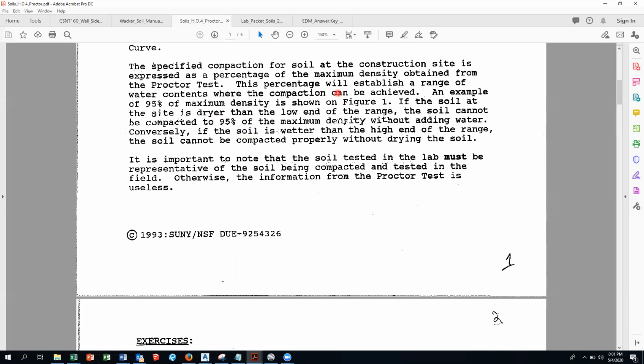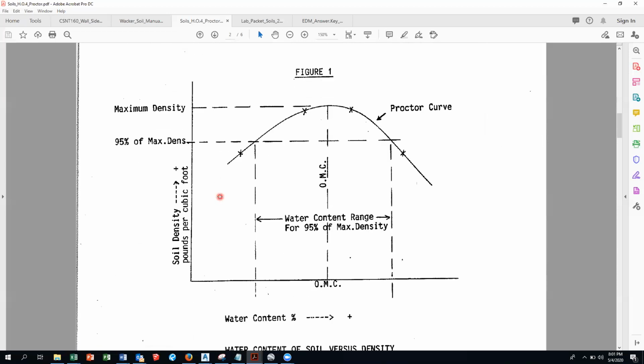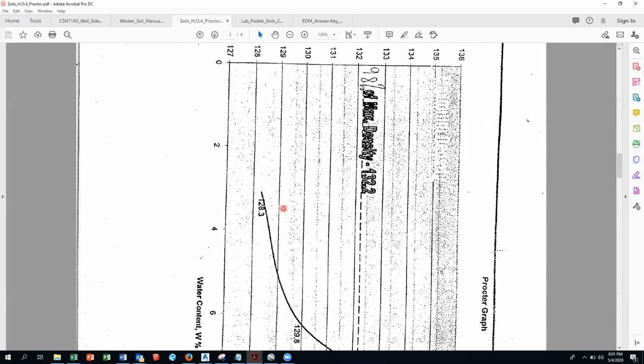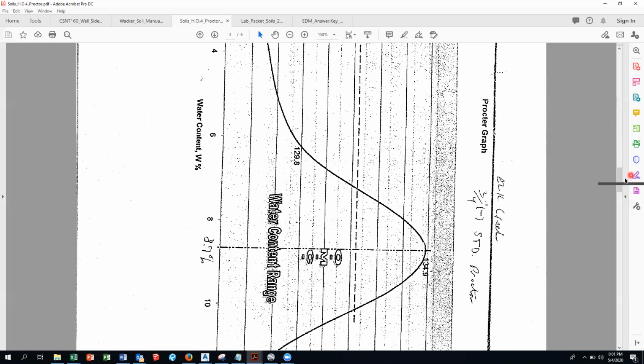This is a big part of the test, and it's a huge part of the field work that you're going to do. Because one thing we are going to be able to do is when you come back, we're going to be able to bring some folks in from industry to show you the nuclear density machine that will tell you what the density and moisture is of the soil at the site. And then we have to compare it to the proctor curve, okay? So read that first page. This is just another example of a proctor curve.